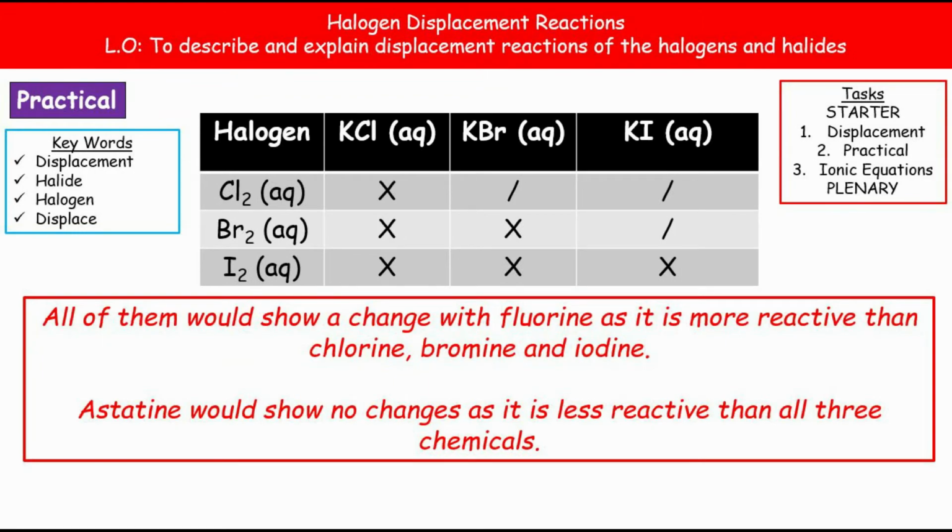So hopefully when we looked at the fluorine, we said that we'd expect to see a colour change with all 3 chemicals. The reason for that is that fluorine is found above all 3 of those in group 7. Therefore it's more reactive than all 3, so we'd expect a displacement to take place. Whereas for astatine, we'd have expected no changes at all because it's less reactive than all 3 chemicals. Obviously tick the answers you got right. If you didn't, then make sure you write in the correct answer.